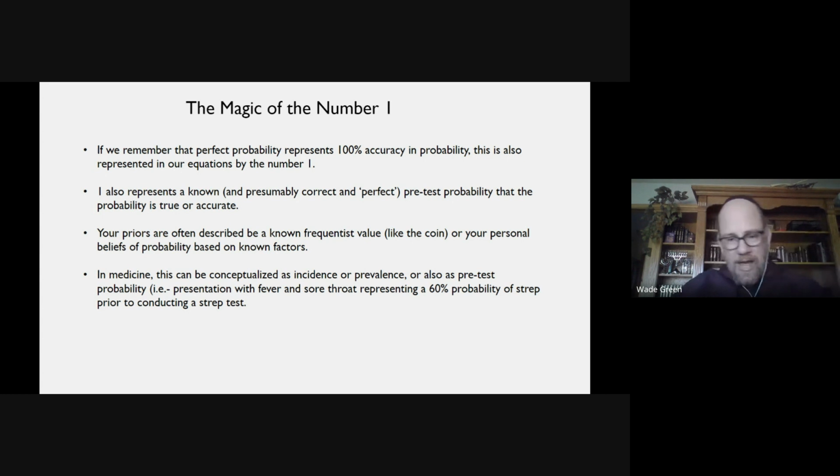As we've already alluded to, in medicine and healthcare these prior assumptions are generally conceptualized as incidence and prevalence, or also a pretest probability. In the example we give here, a patient presents with fever and a sore throat, having a 60% probability of strep prior to actually conducting a strep test on that patient in clinic.